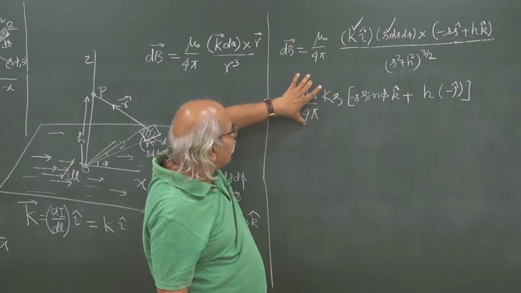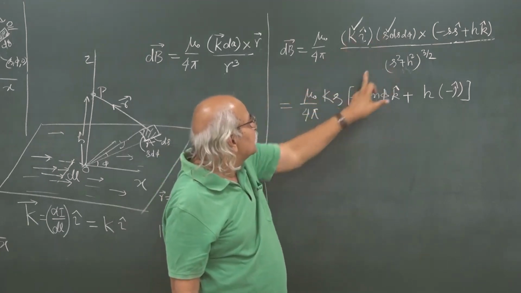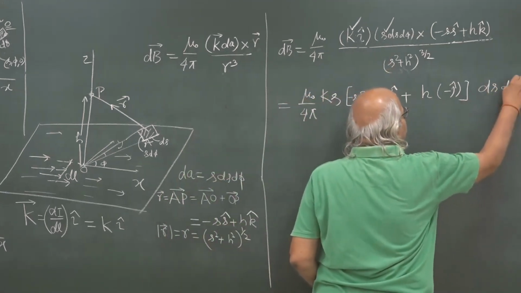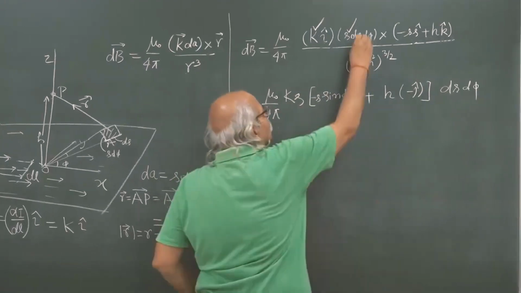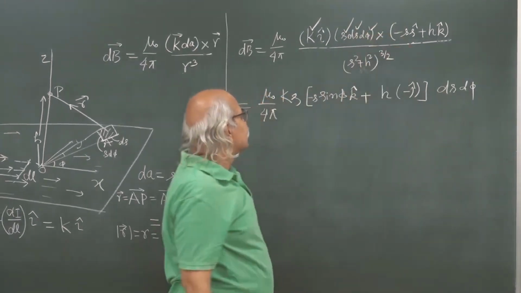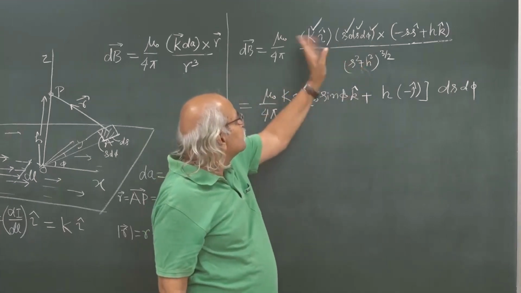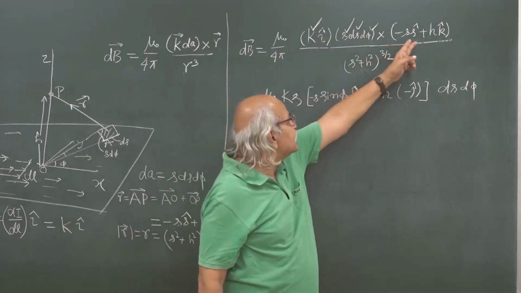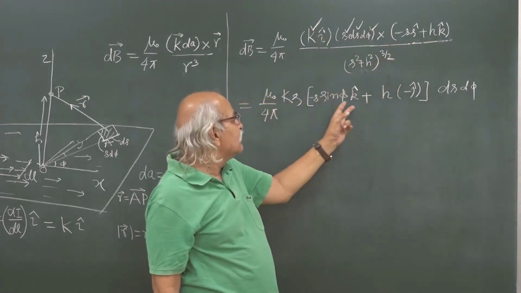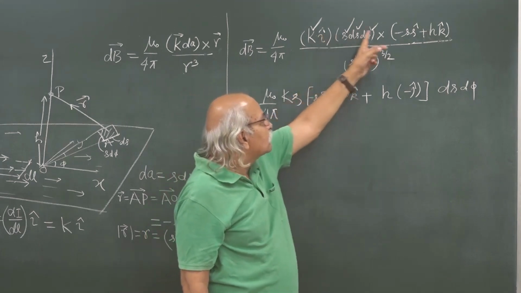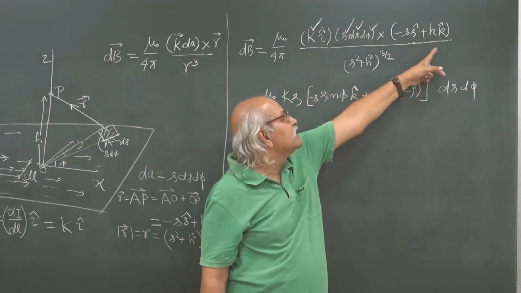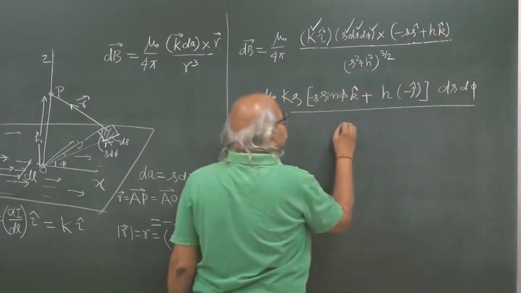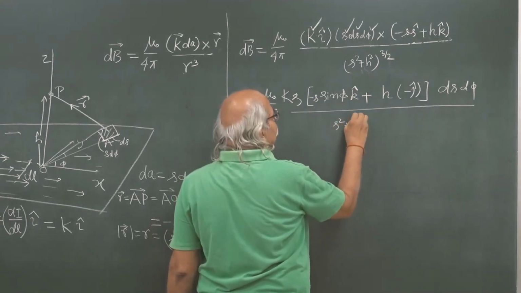Mu naught 4 pi I have written, this k and this s I have written, this ds d phi I have not written. So let us write ds d phi. Now it's the cross product business. This k is already written, this s is already, this minus s is here, then I cap cross s cap we worked out, this is sine phi k cap, and I cap cross k cap is minus j cap. This is the numerator, and the denominator is s square plus h square to the power 3 by 2.